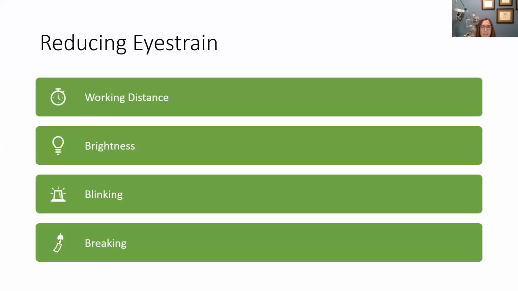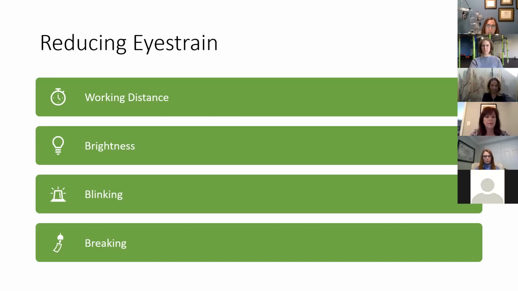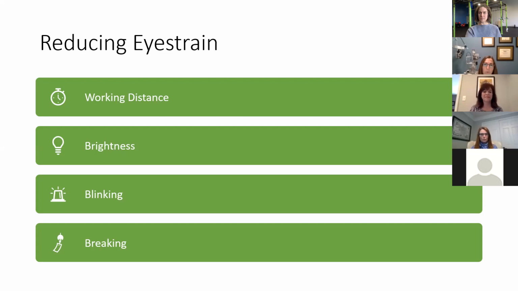So that's basically all I was going to talk about today. Ways to reduce eye strain would be to think about how far you're sitting from the computer, how bright it is, or whether you're getting unneeded light reflections in the room, stopping to blink every so often, and also stopping to take a break from that near task.